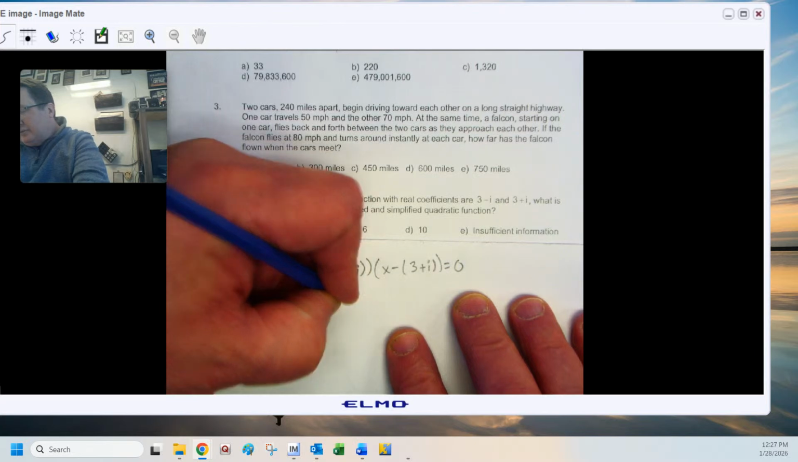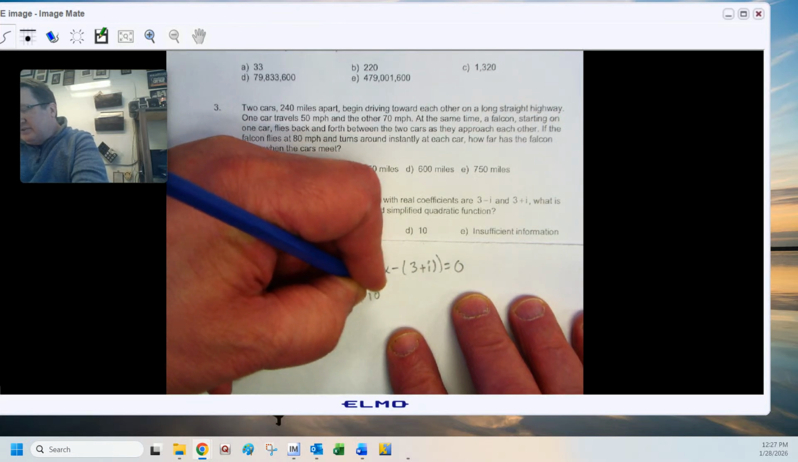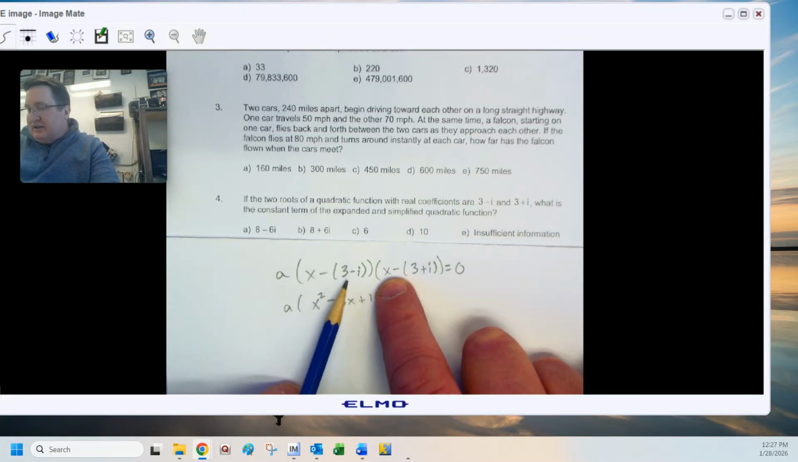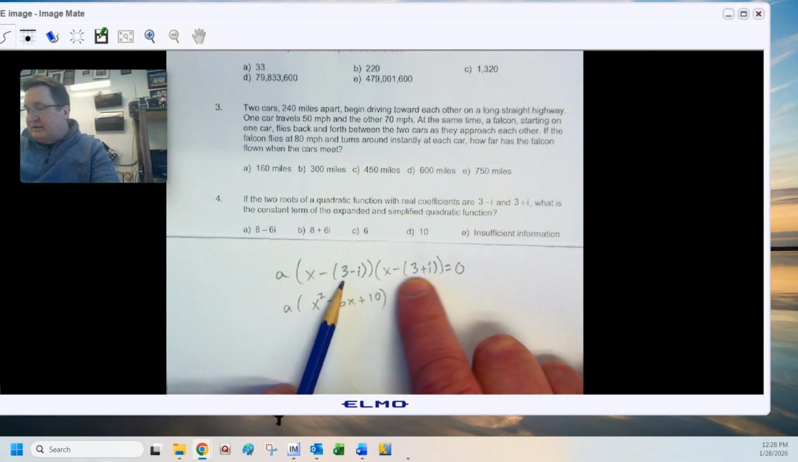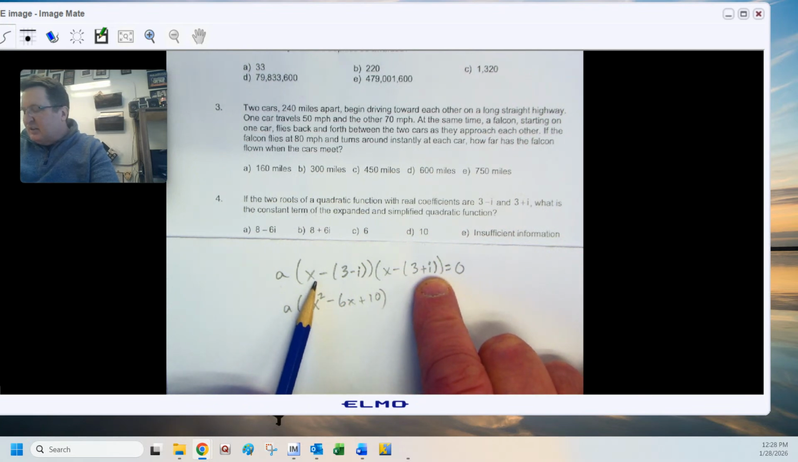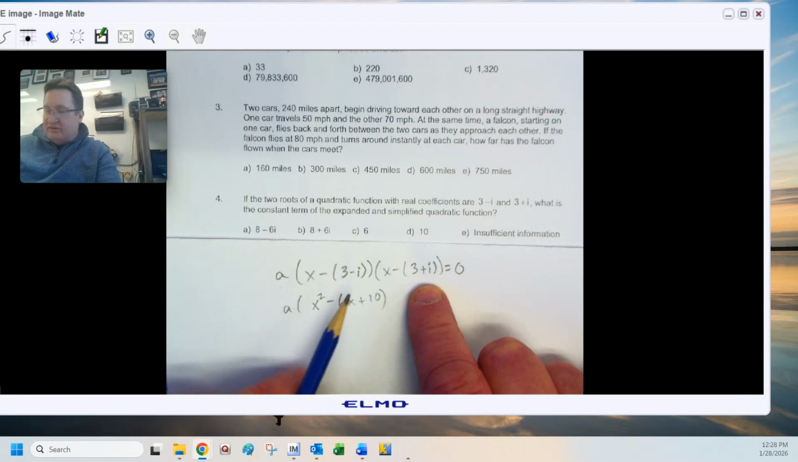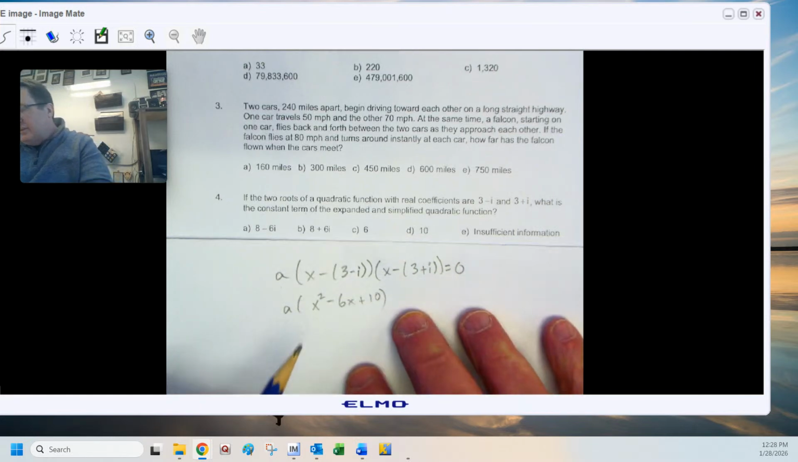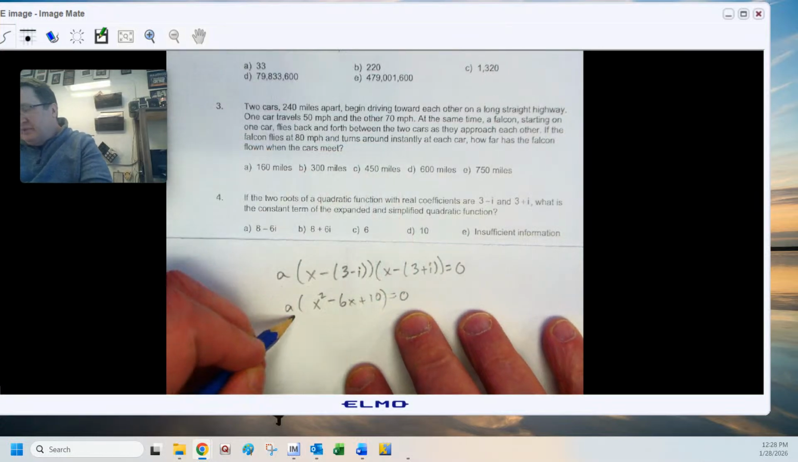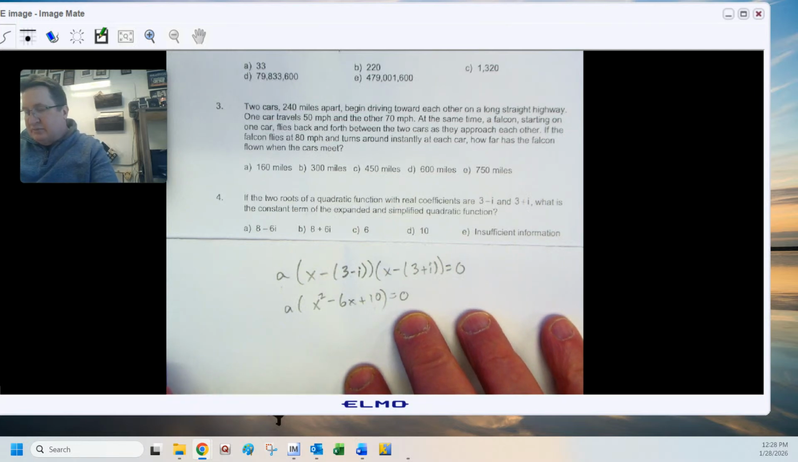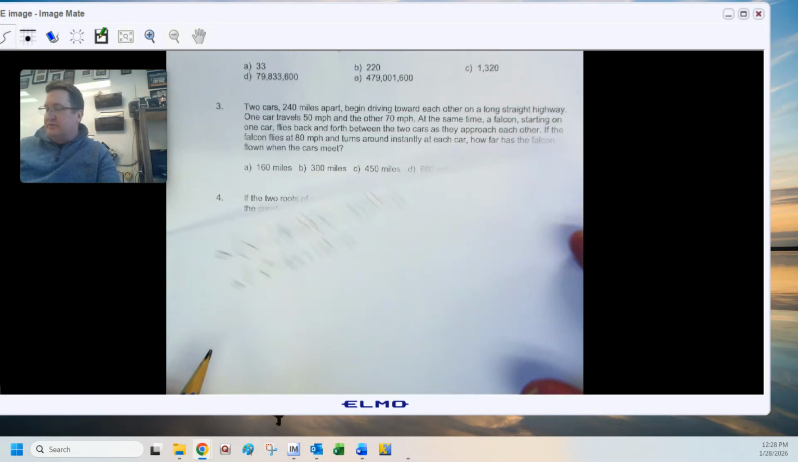and now I'll leave you to double check this, but you would get x squared plus 6x plus 10. The i's would cancel. It would be minus x times 3 minus i, and then minus x times 3 plus i. And so you'd get the i's to cancel. And then this here, when you multiplied the last, so if you FOILed it, that would be 9 minus i squared, and so that's 10. Okay? But again, since a could be anything, they didn't tell you that the quadratic function was reduced to lowest terms or anything like that. And so the answer is E, insufficient information.